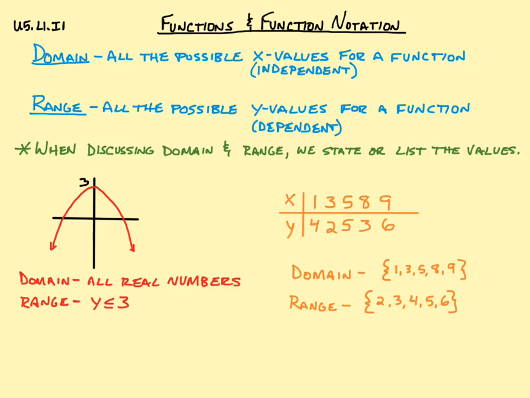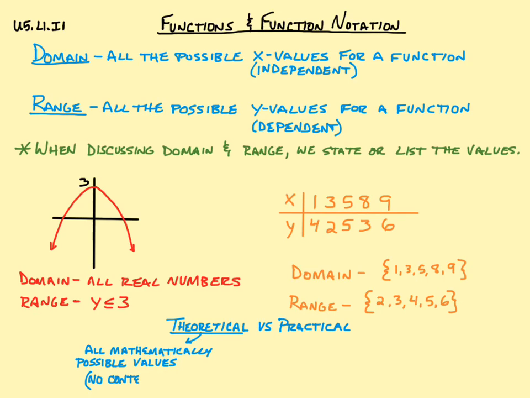Now the last thing that we talk about with our domain and range is theoretical domain and range versus practical domain and range. Theoretical is all the mathematically possible outcomes or values for your domain or range. And really when you look at this, we call it naked math sometimes, but there is no context. There's no words to the problem. It's just a straight up problem, and you're just trying to find all the values that you could plug into the equation and all the values that you would get out.